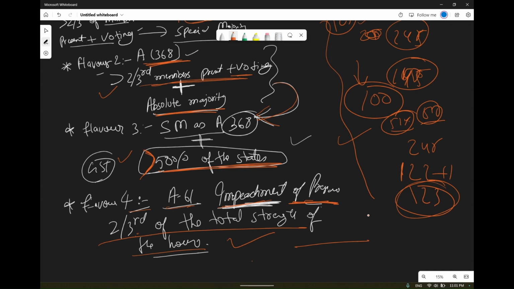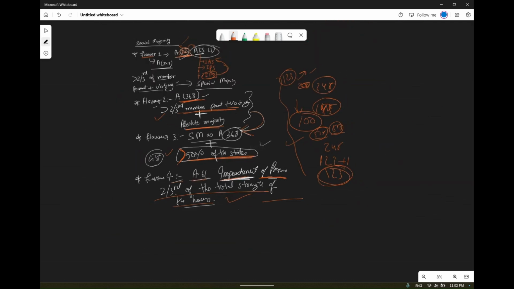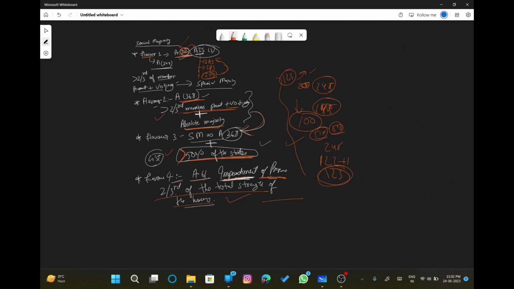And the whole process of removal of the president, how the votes come, how the election of the president and removal and all work, we'll discuss in a separate session. Right now we have discussed the different types of majority. I hope this is pretty much clear. Okay, thank you.